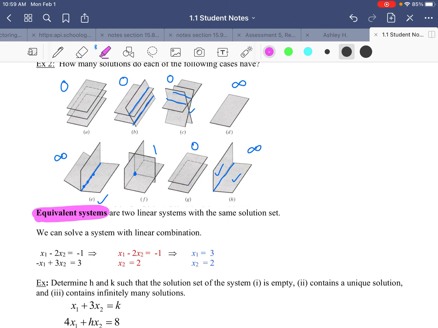All right, so some quick little things here. You can solve with linear combinations. You know this from Algebra 1 and also from today. You add these together because you see these are going to cancel. So x2 equals 2, and then you go on from there and plug it into the other one and get x1 equals 3. So you guys know how to do that already.